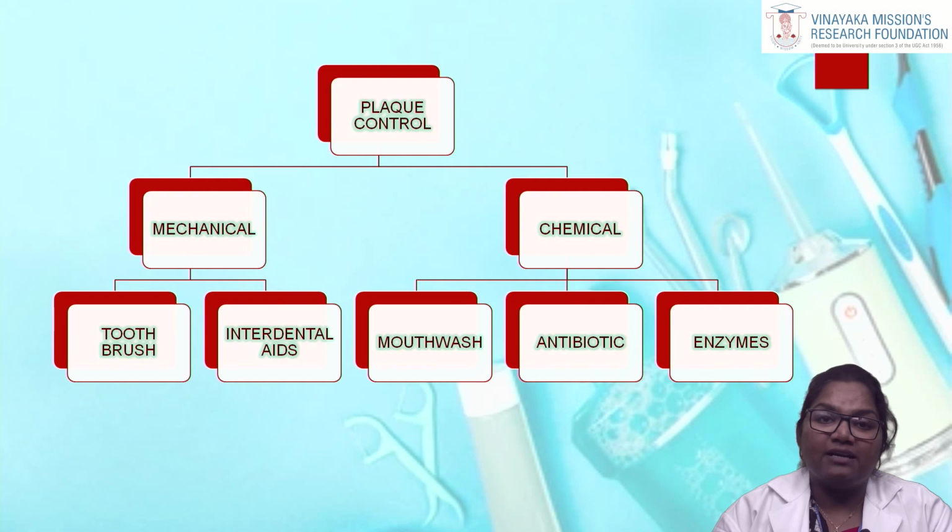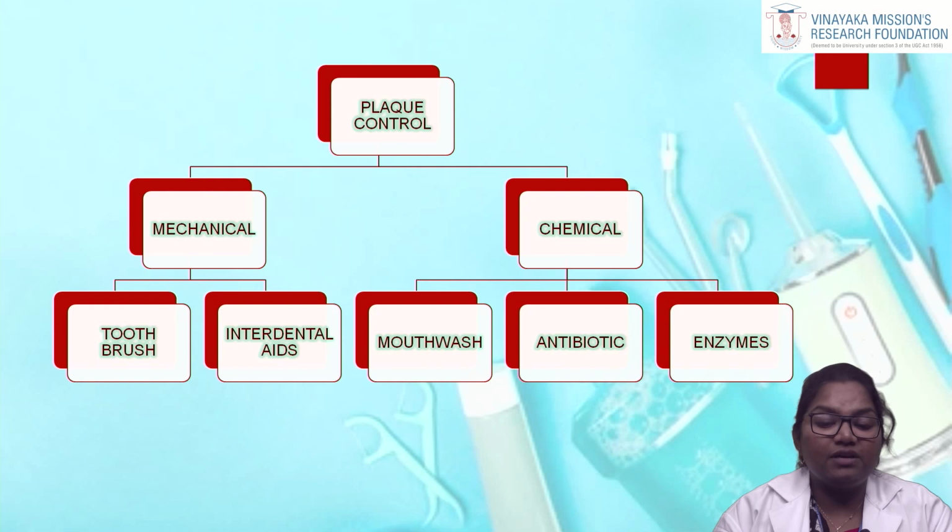When we leave plaque as it is, it might lead to gingivitis and periodontitis. To prevent gingivitis and periodontitis, we need plaque control measures. Plaque control can be of two types: one is mechanical, the other is chemical. The types of mechanical plaque control are the toothbrush, the interdental aids, and apart from that, the oral irrigators as well as the toothpicks.